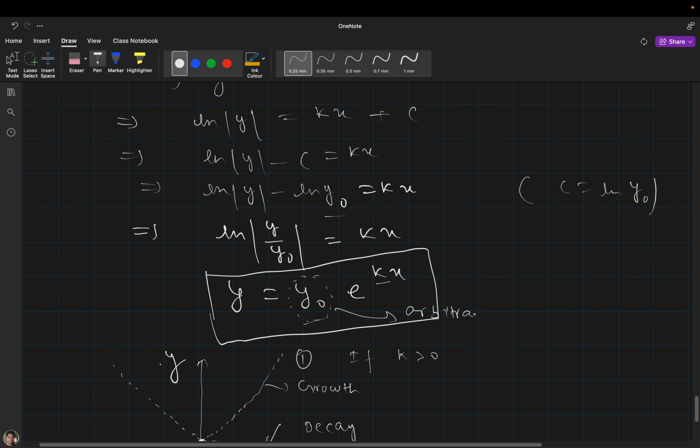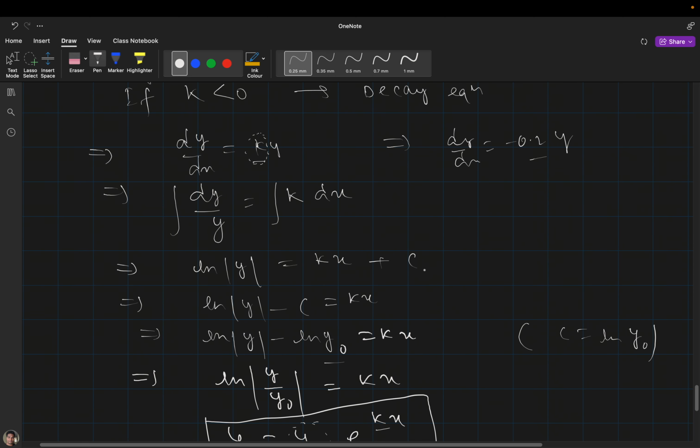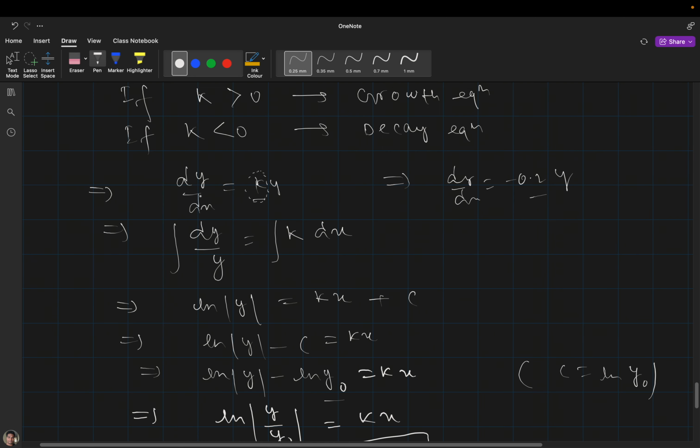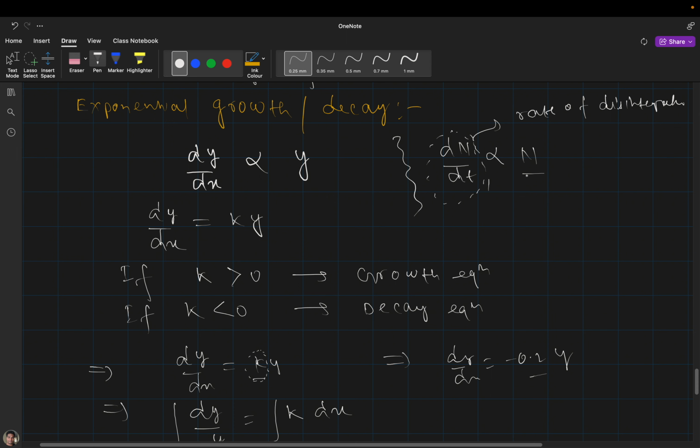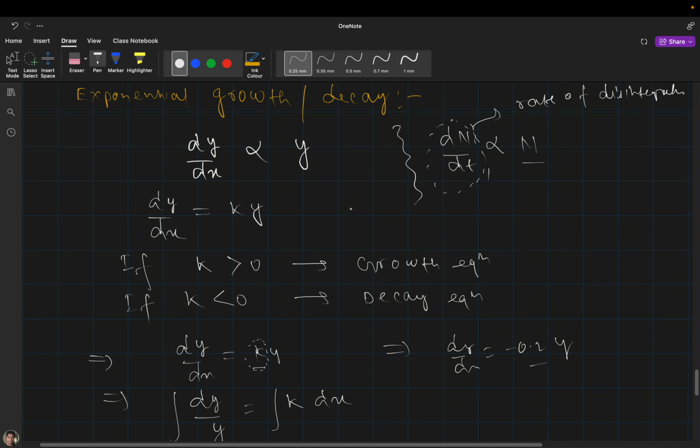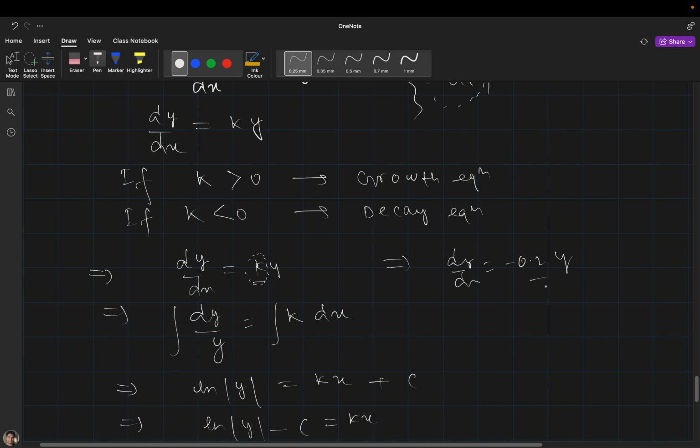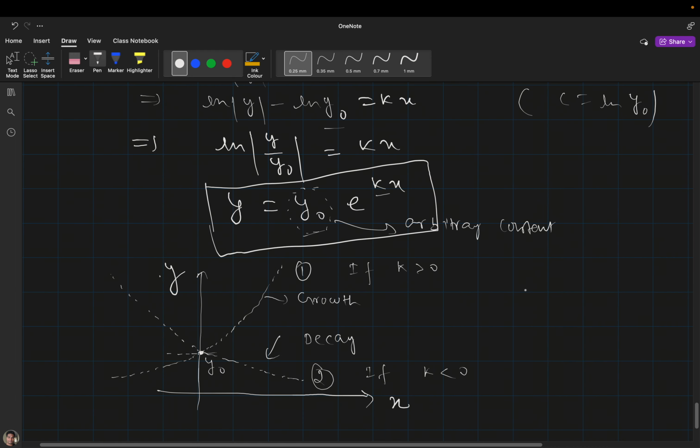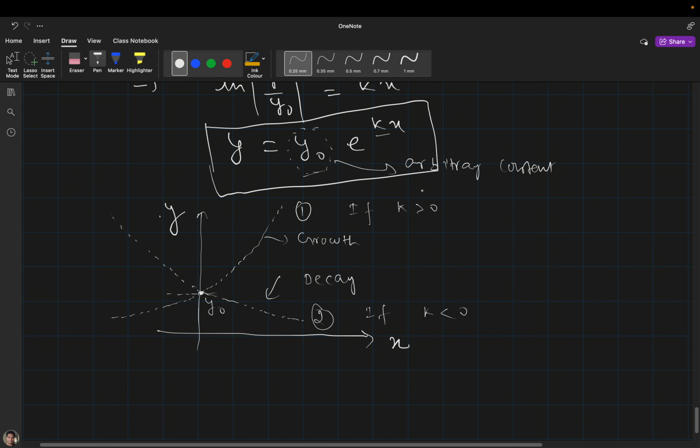Fine. Yes, sir. N naught is actually an arbitrary constant, not k. You already know the rate of disintegration, because the rate of disintegration is directly proportional to N. But what is the proportionality constant? You already know it should be minus 0.2 or something like that. Okay, so this is the solution.